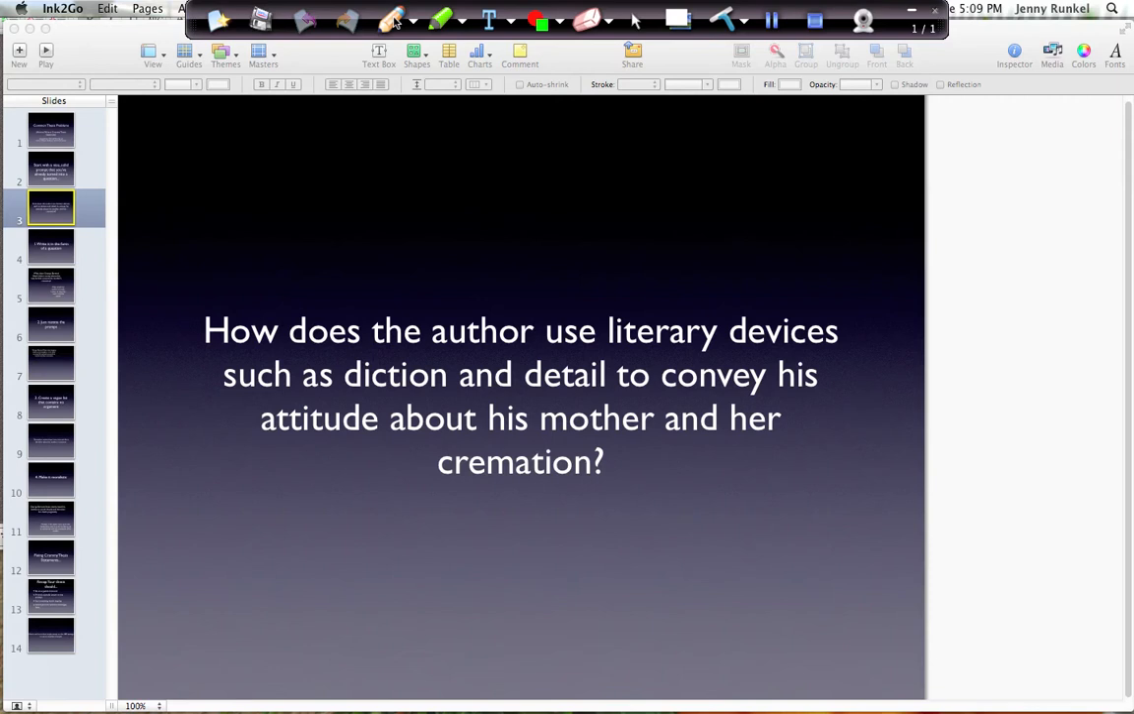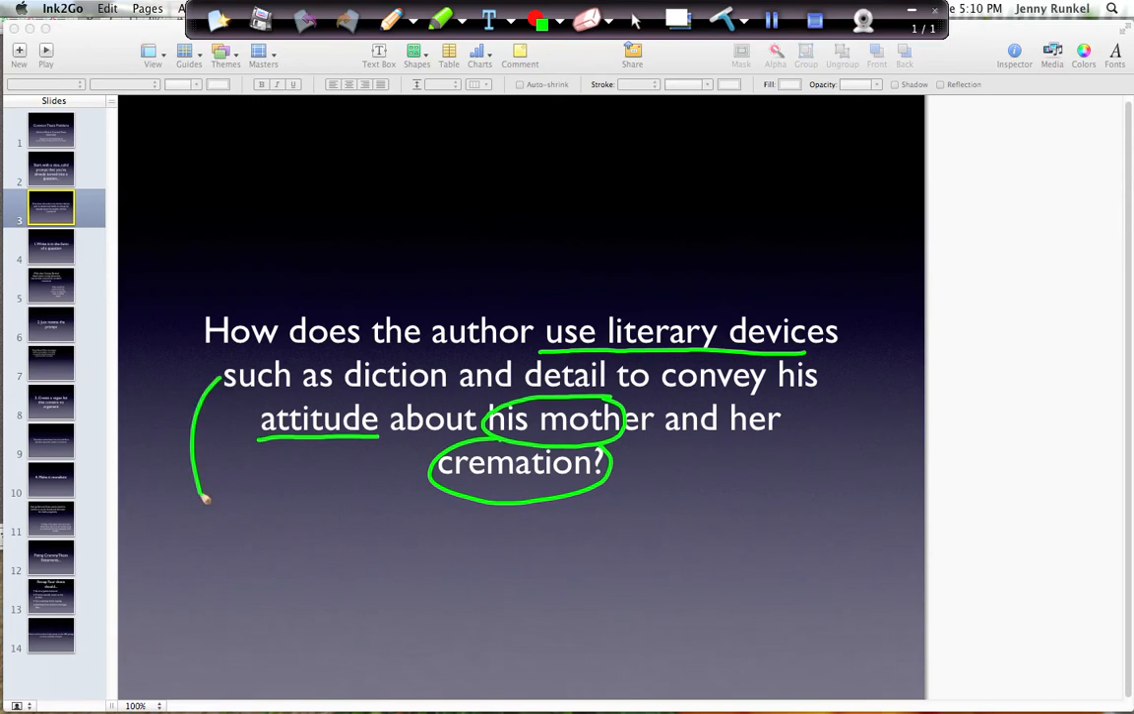How does the author use literary devices such as diction and detail to convey his attitude about his mother and her cremation? Okay, so just so we're clear, we're looking for a couple of different things. We're looking mainly to talk about the author's attitude about his mother and about her cremation. So there's two tasks that you're doing, and you're supposed to not only talk about that attitude, but you're supposed to show how the author uses literary devices such as diction and detail.